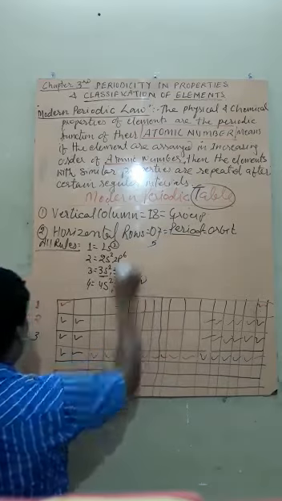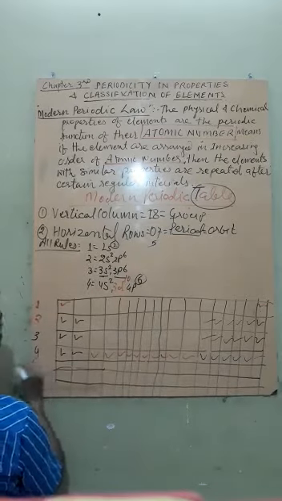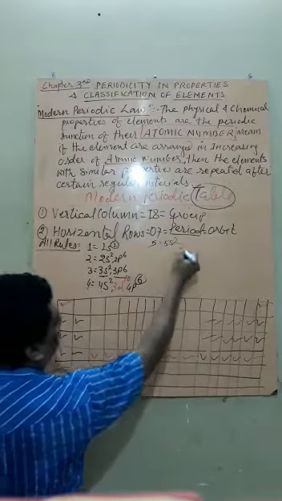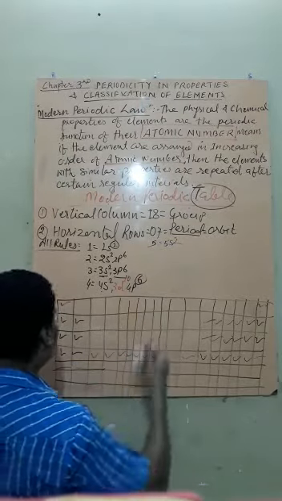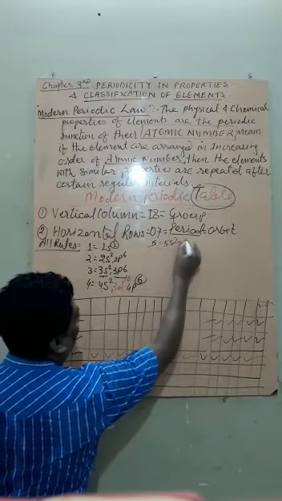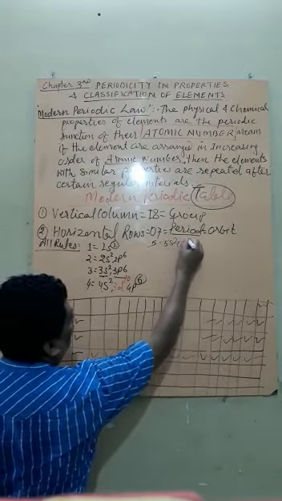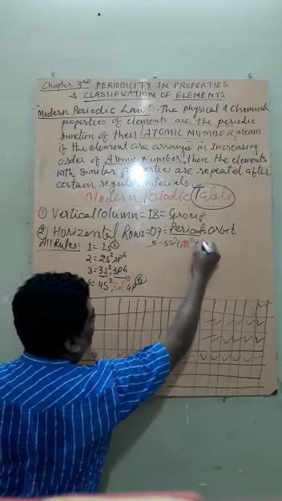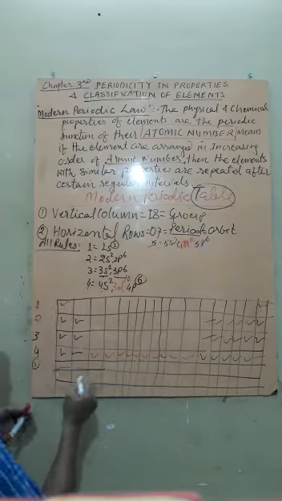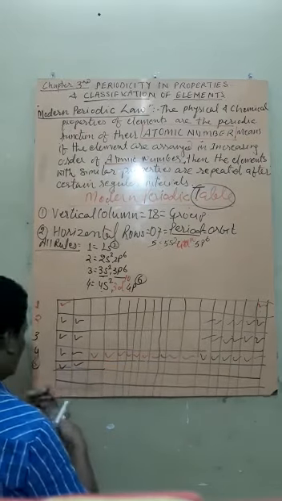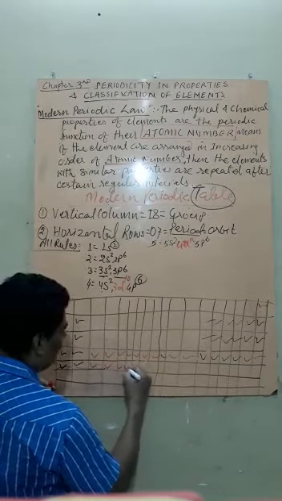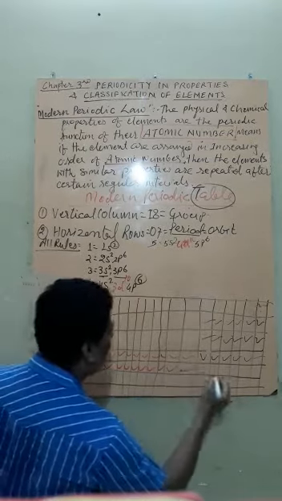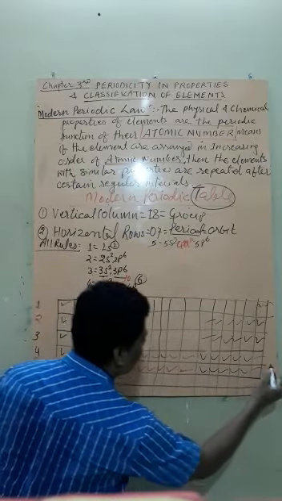Next one, that is the fifth orbit. After the 4th, there will be what? The fifth orbit. The fifth orbit is 5s2. After 5s2, there will be what? 4d10. And then what? 5p6. So 2 electrons, 1, 2. Now 10 for d. 1, 2, 3, 4, 5, 6, 7, 8, 9 and 10. And 6 for p. So 1, 2, 3, 4, 5 and 6.